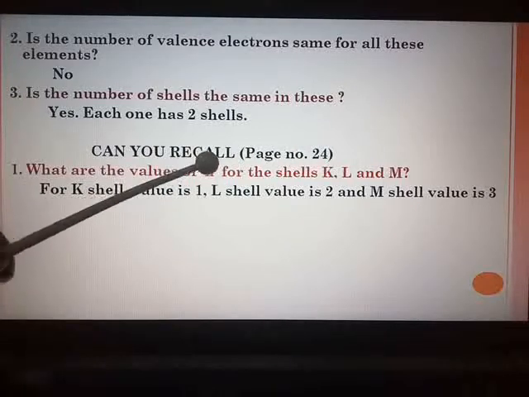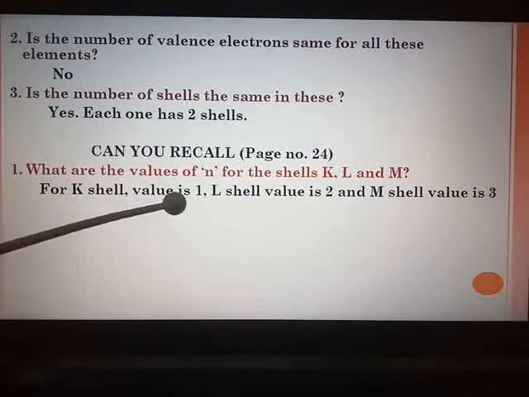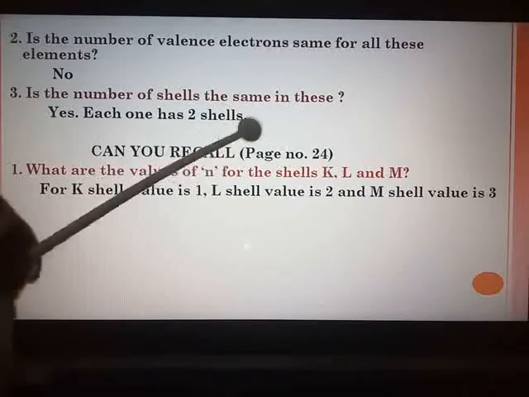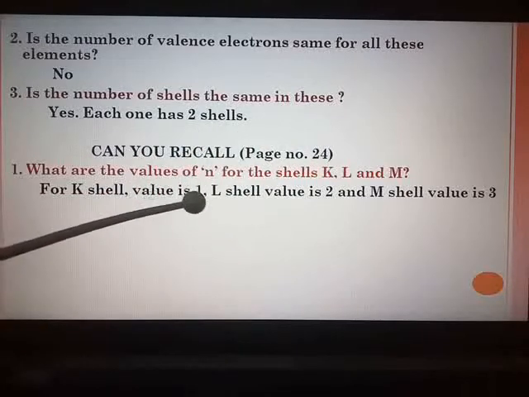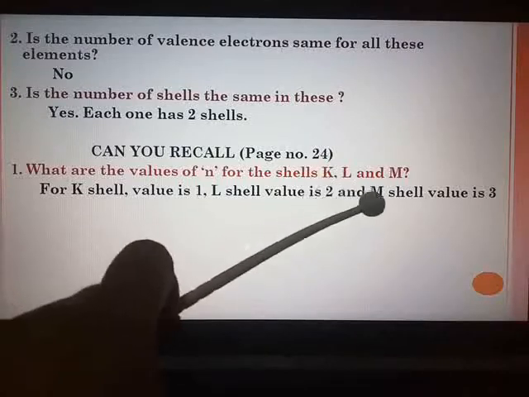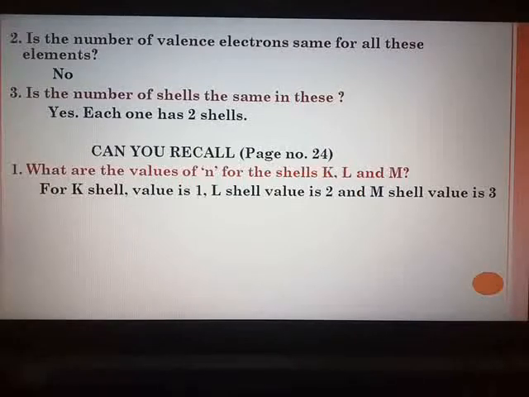What is the value of n they have asked? So you have to mention the value. N means the number of shells. So K is the first shell. So value is 1. For the L shell, it is 2. And M shell, the value is 3.